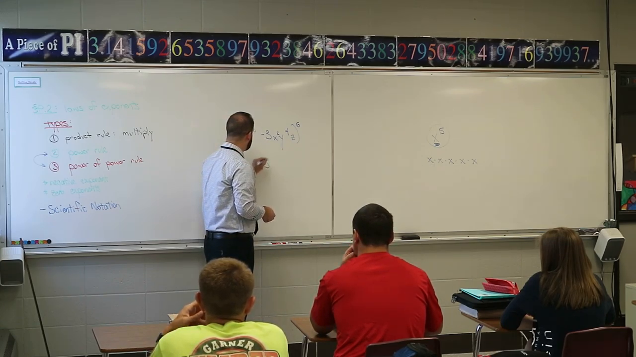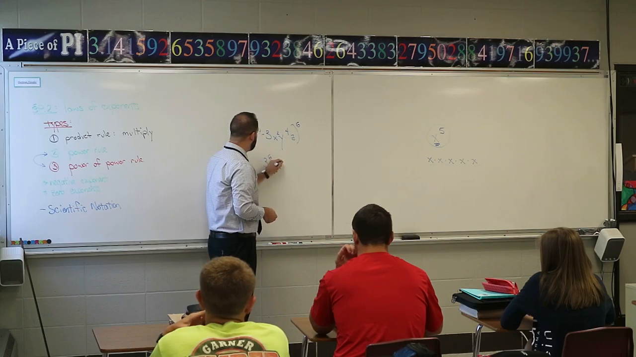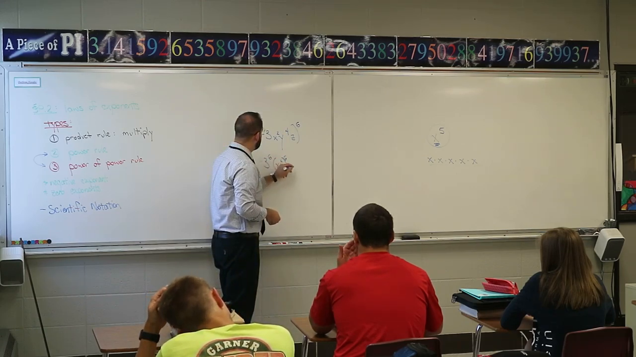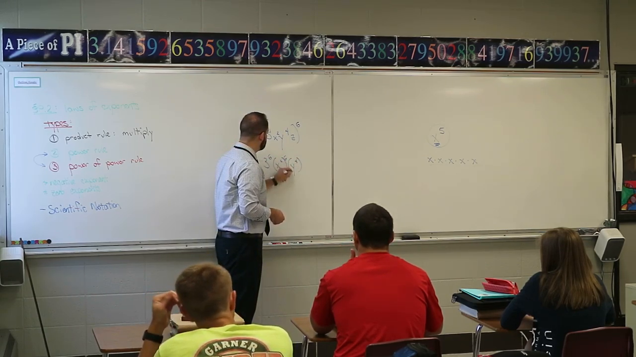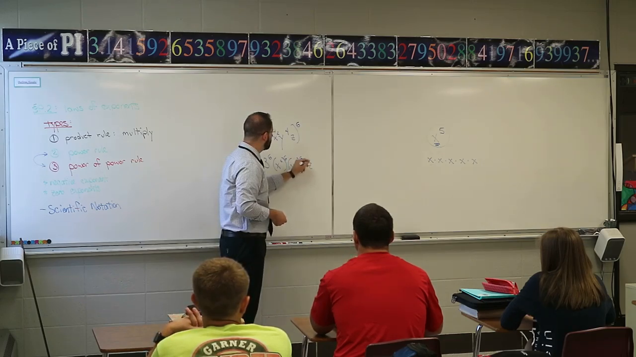So negative 3 will get the power of 6. The x squared will get a power of 6. The y to the 4th will get a power of 6. And the z will get a power of 6.